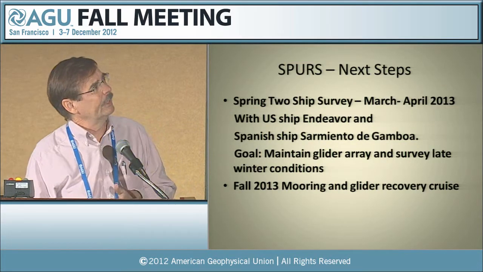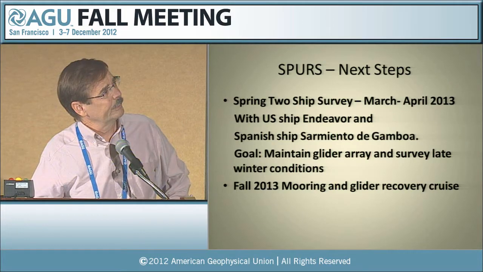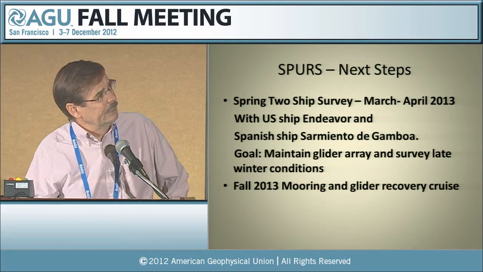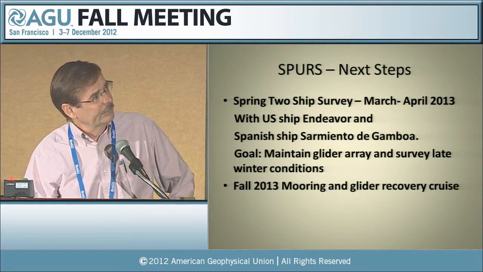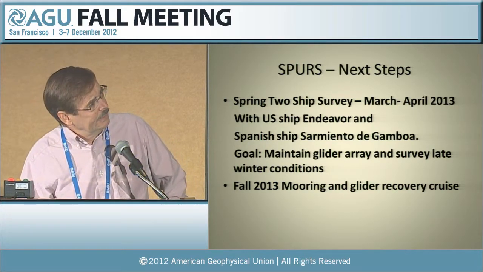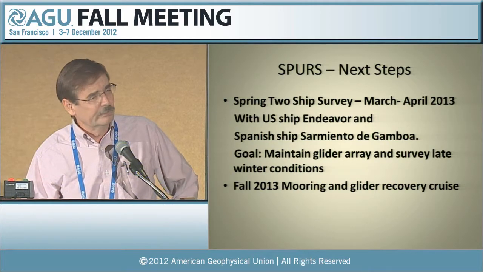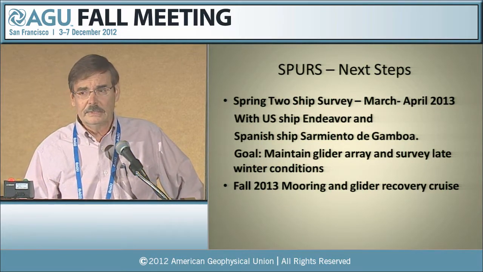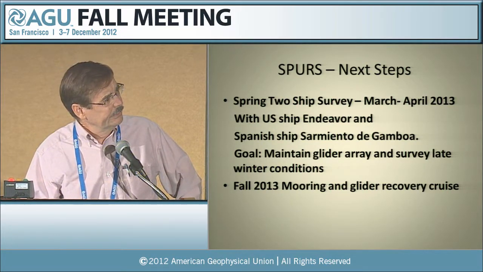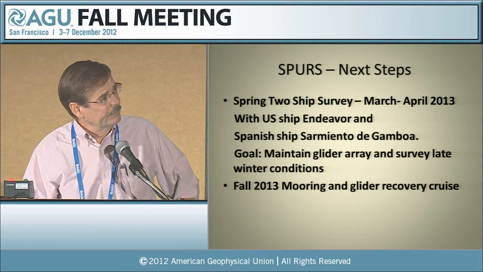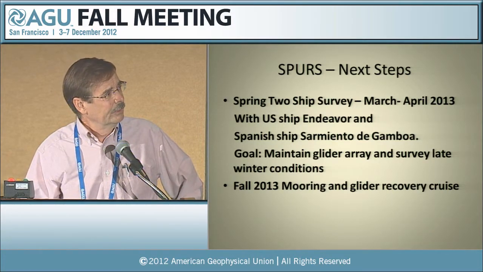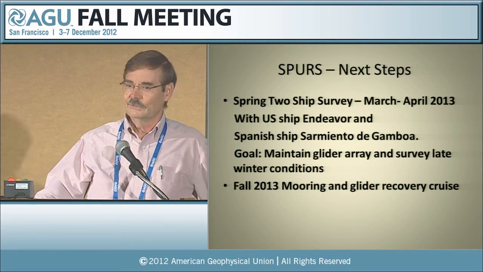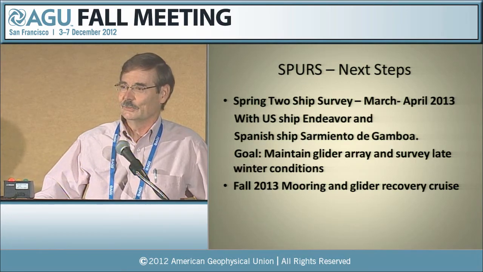The next steps, we have a two-ship survey in the spring, March, April 2013, the U.S. ship Endeavor and the Spanish ship, the Sarmiento de Gamboa. And the goal is to maintain the glider array, service our instruments, and survey late winter conditions. And then in the fall of 2013, we'll recover all the moorings and gliders that we left out there. So that's the status of SPURS right now. Thanks very much.